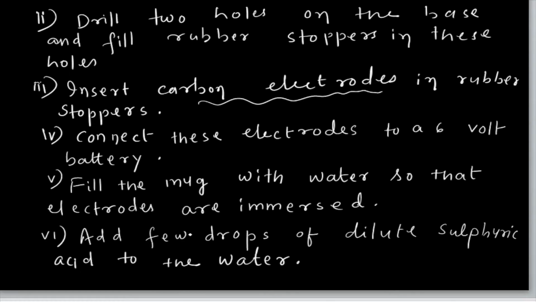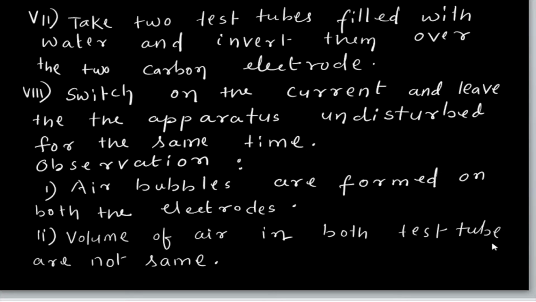Then the water should be acidified, otherwise the electrolysis will not happen. That is why you add a few drops of sulfuric acid. Then what happens? The battery is connected with 6 volts, the 2 electrodes are immersed in the water with a few drops of dilute sulfuric acid added. Then the reaction starts. The electrolysis of water produces hydrogen and oxygen.